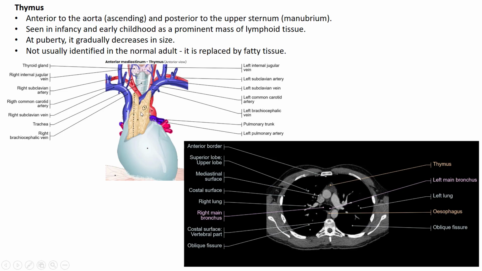And this is another view of it anteriorly from E-anatomy. And again, you can see that it sits just anterior of the aortic arch, that's sitting back here, and anterior of the pulmonary trunk, which we can't see well in this picture.